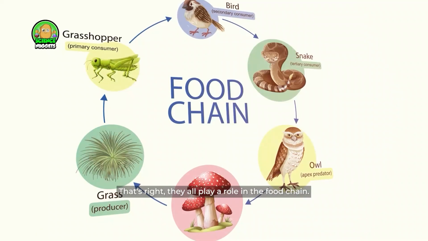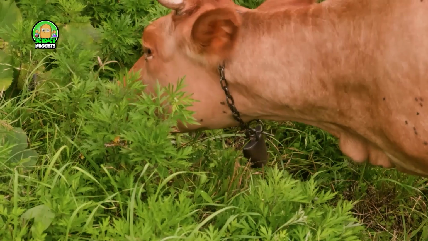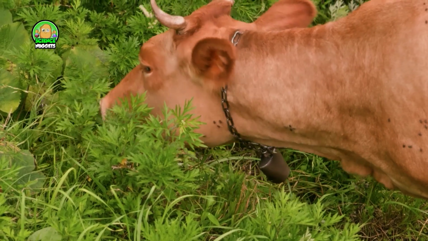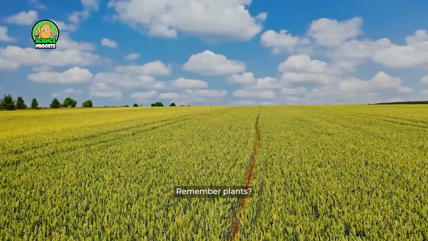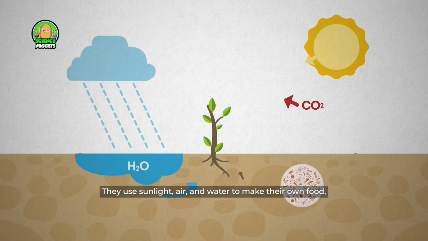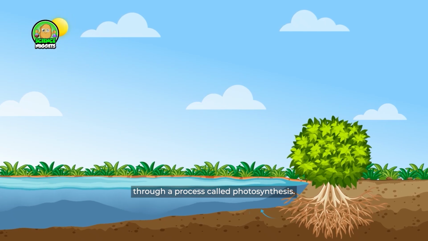That's right, they all play a role in the food chain. Producers are the superstars of the food chain. Remember plants? They use sunlight, air, and water to make their own food through a process called photosynthesis.